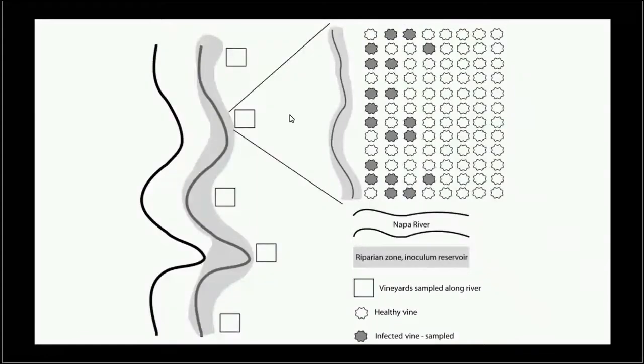Essentially what we've done here is we collected isolates in about a 10-kilometer stretch of the Napa River. We went to 5 different vineyards, and in each vineyard we collected about 15 different isolates, one from each plant. So here you have a little vineyard, here you have the river, and here you have a plant, and we collected an isolate from this one and this one and this one, just randomly. We brought them back to the lab and did some genotyping.